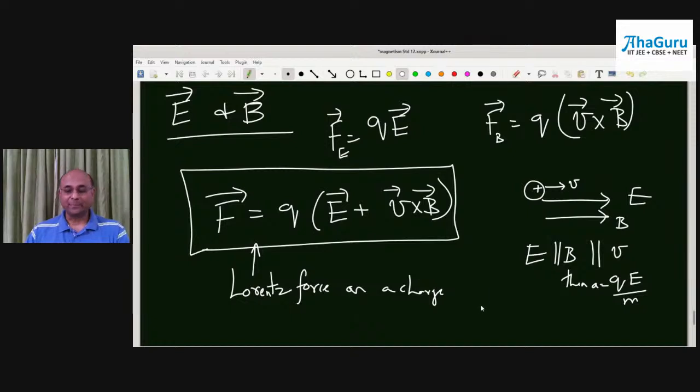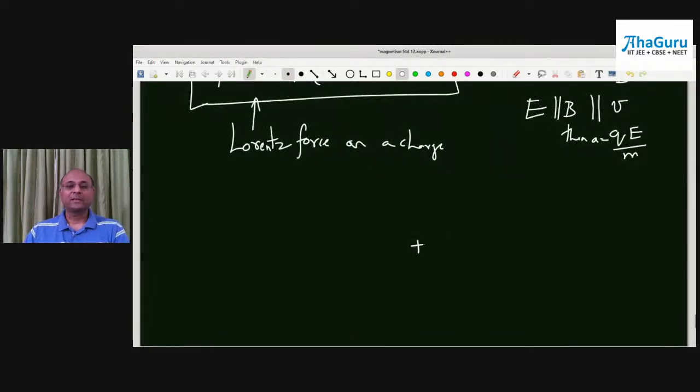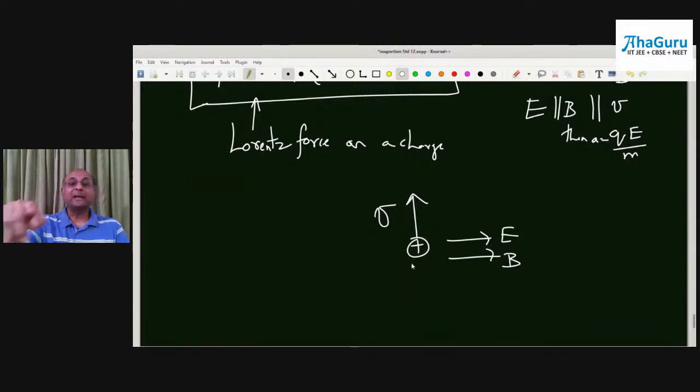Now let us think about what happens if this fellow had a velocity like this, and you had E and you had B, but the velocity was like this. Well, V cross B is going to point which way? V cross B is going to point into the board or into the screen. So that means there is a force like this. This is QV cross B, assuming Q is positive. And then you will also have a force like this, which is Q times E. So your net force, F net, will be something like that. So it's going to feel a force in this direction.